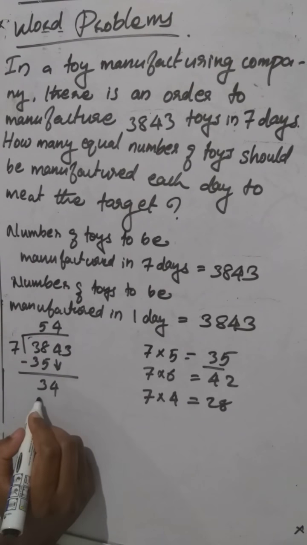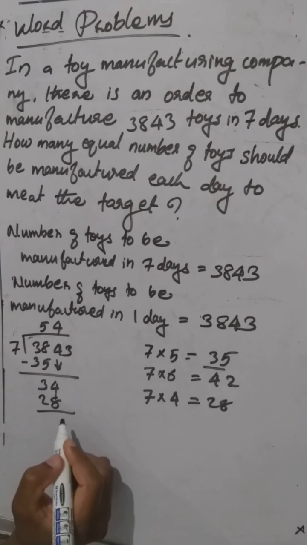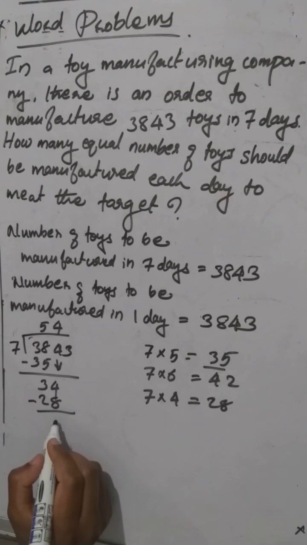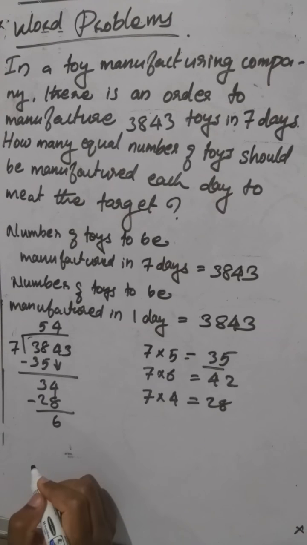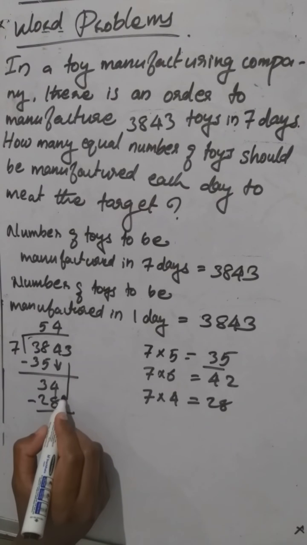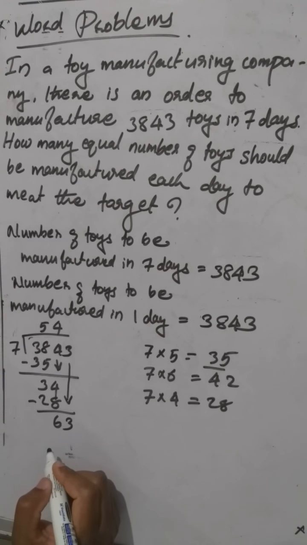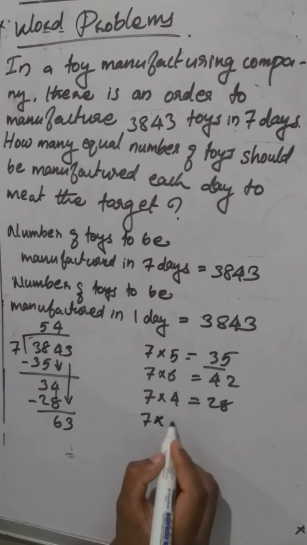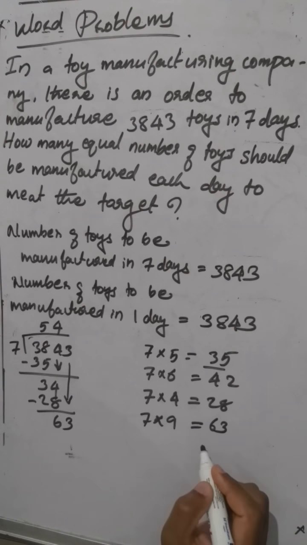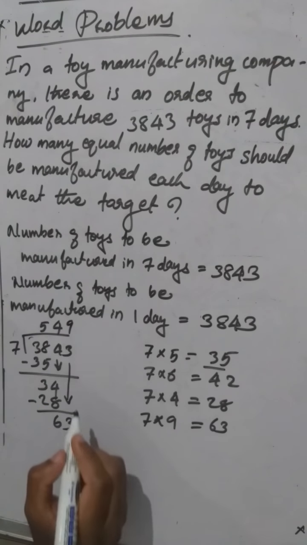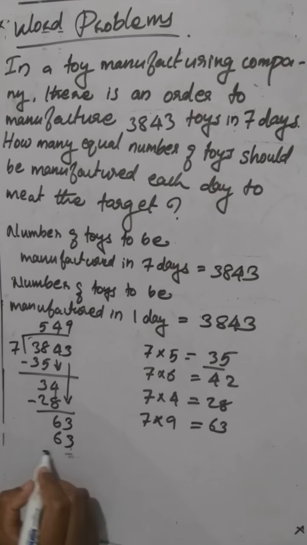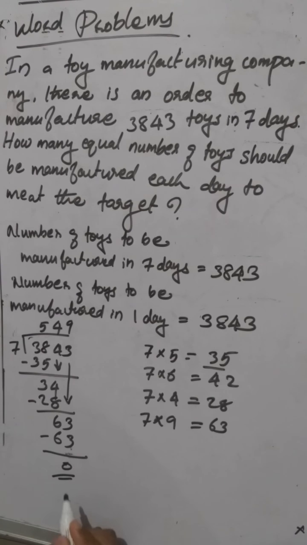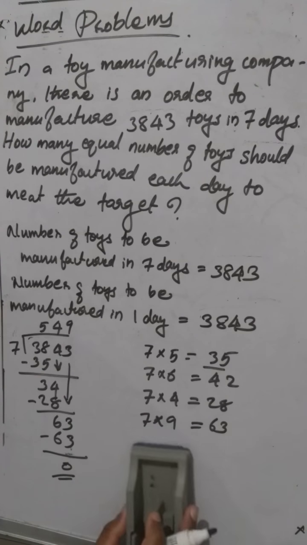4 sevens are 28. 34 minus 28 is 6. 63. How many 7s are in 63? You know that 7 nines are 63. So 9 sevens are 63, and 63 minus 63, 0. So we got the remainder 0. That means there is no toy remaining here. So here we are right.